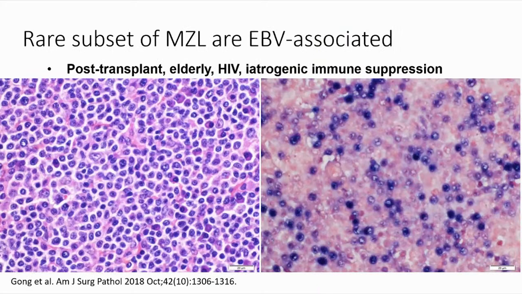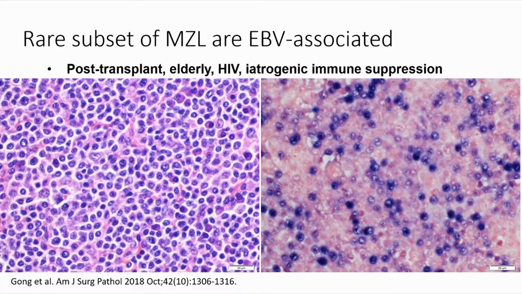Somewhat importantly, a rare subset of marginal zones are EBV-associated. This has been reported both in nodal as well as extranodal marginal zones, and they behave indolently, unlike other post-transplant lymphoproliferative disorders that are monomorphic and tend to be aggressive. These are fairly indolent, similar to any other marginal zone.